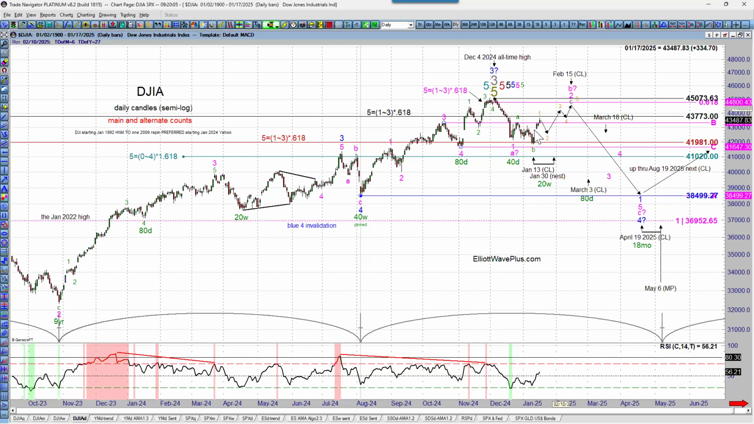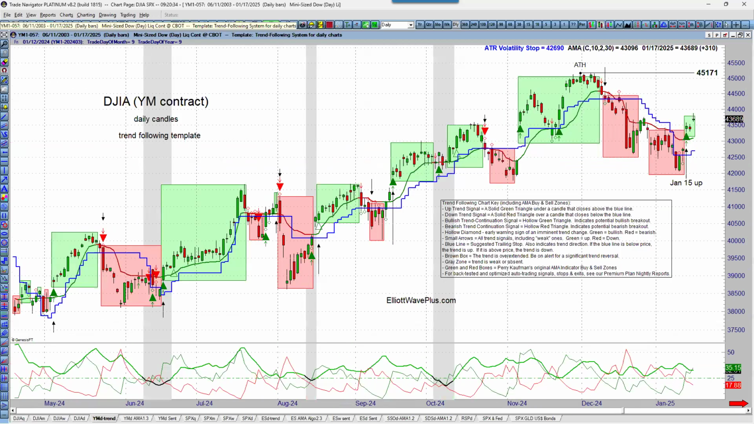It could unfold as an ending contracting diagonal, because this burst up from the January 13 low is fairly aggressive. So that could be the longest of 1, 3, or 5, and it could be an overlapping structure, but it'd still need to be a 5. So I think we're going to get a 5-wave structure up through mid-February. So that hasn't changed a bit. The main and alternate really hasn't changed.